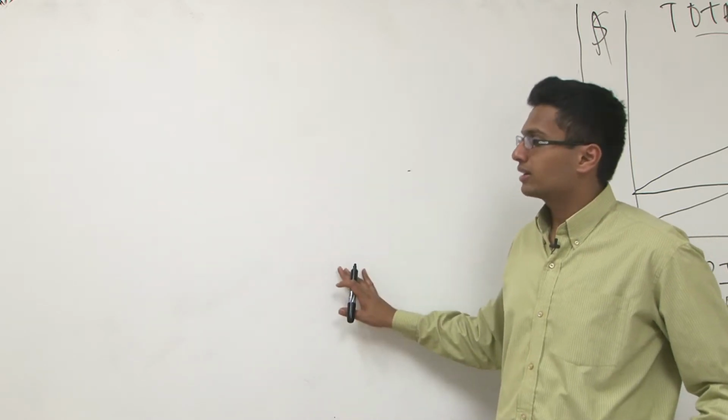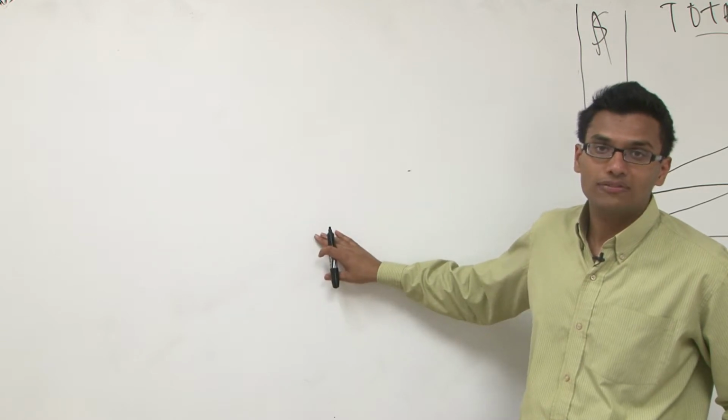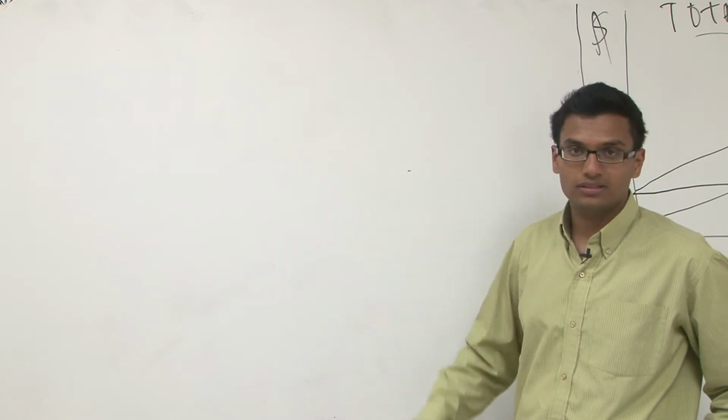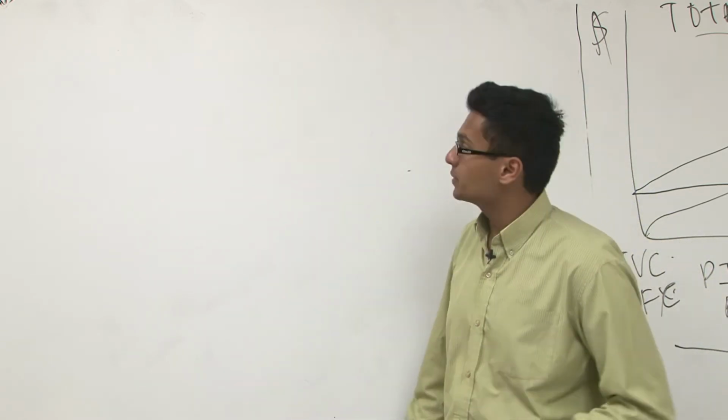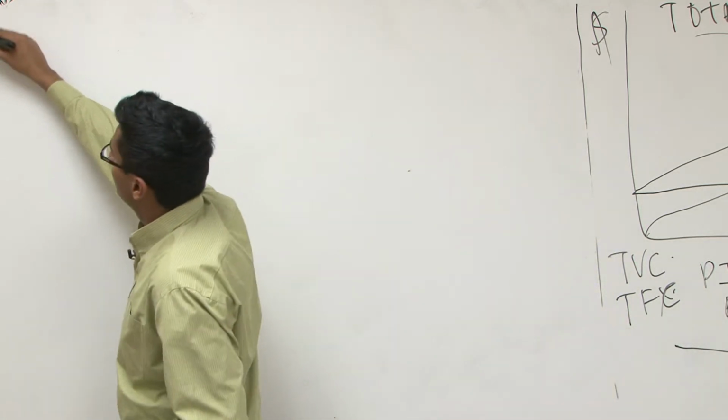Actually, let me correct that. Before I draw my graph or my table, let me define these terms that I'm going to talk about. So this chapter is going to be called marginal and average costs.